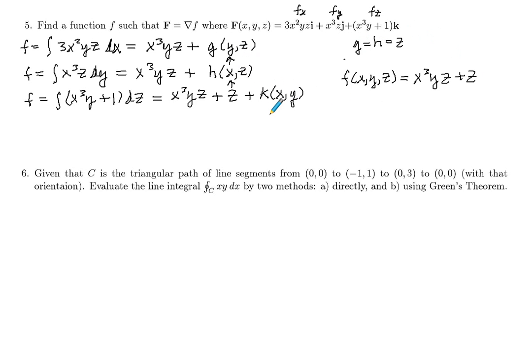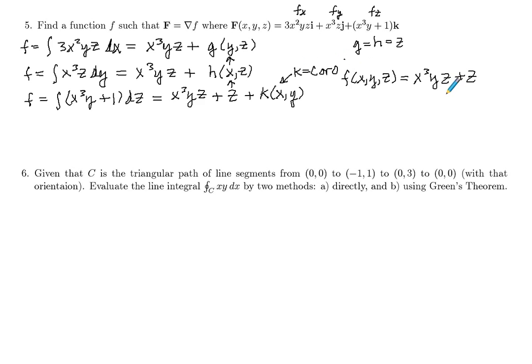And then this k of x, y: any y terms in here could be part of this, and any x terms in here could be part of this, except that this doesn't have any x terms in it. So that means this has to just be a constant. So our k here is equal to a constant, or the easiest constant to take is 0. So that means this is our potential function.